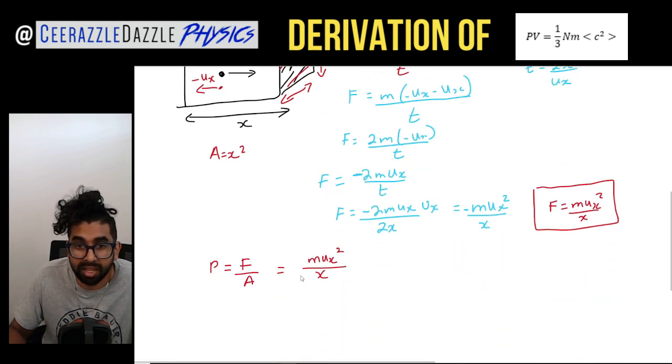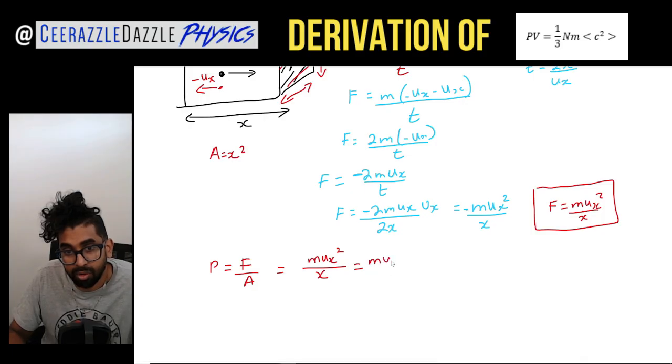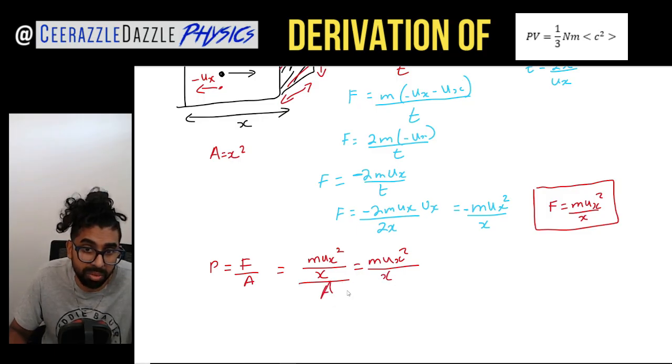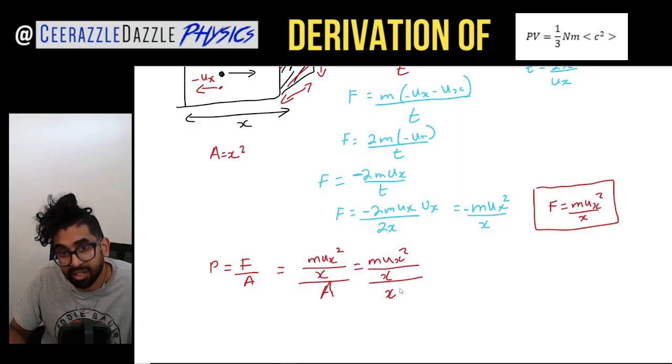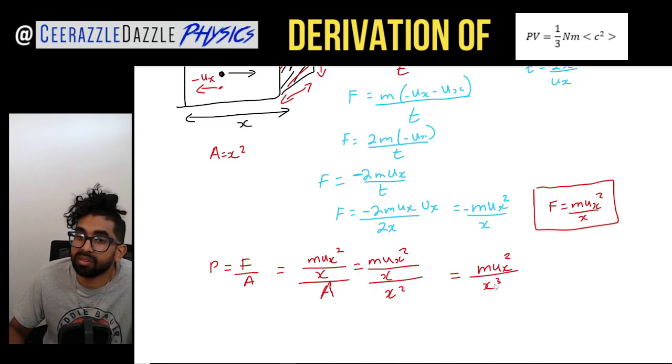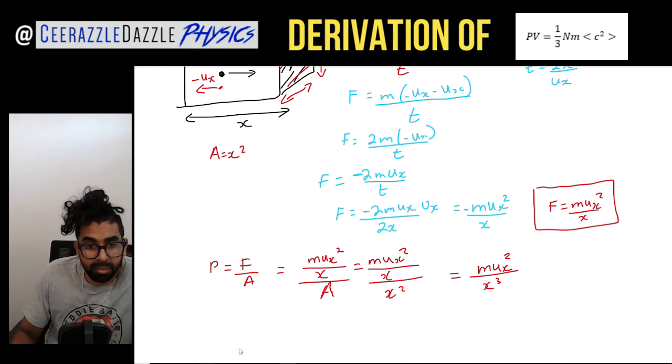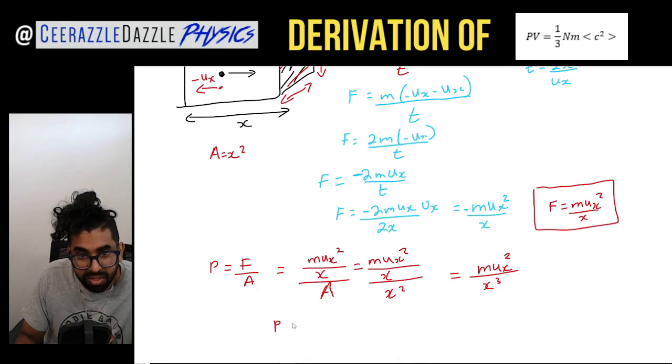Therefore that goes into here. Sorry, that's still force, don't forget we've got to divide it by the area. So force at the top, mux squared divided by x, divided by the area x squared. Therefore this now becomes mux squared divided by x cubed. There we go. So that's going to be the value of the pressure. Pressure is equal to mux squared divided by x cubed. Let's put that down, make it nice and easy for us to see. P is equal to mux squared divided by x cubed.